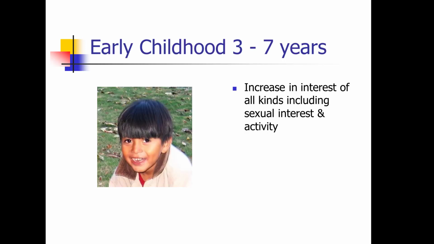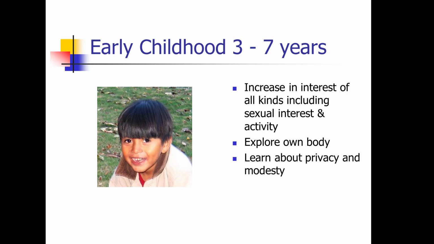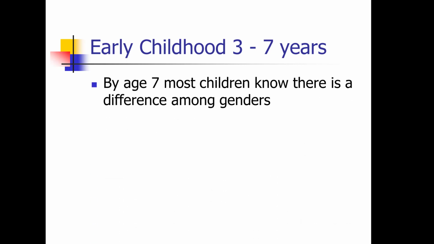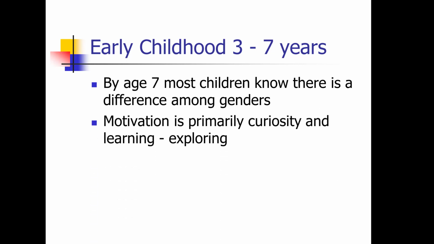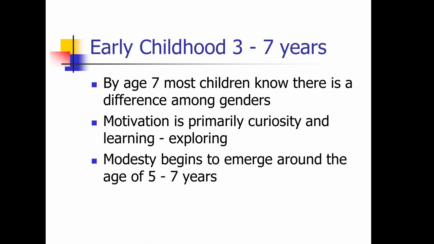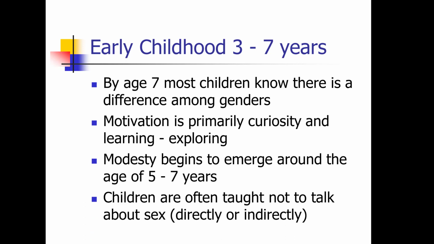In early childhood, there is an increase in interest of all kinds, including sexual interest and activity. This is where the child explores their own body and learns about privacy and modesty. By the age of 7, most children know there is a difference among gender, and motivation for learning is primarily curiosity and exploring. Modesty begins to emerge around the ages of 5 to 7 years. Children are often taught at this time not to talk about sex, either directly or indirectly, by others in the environment.